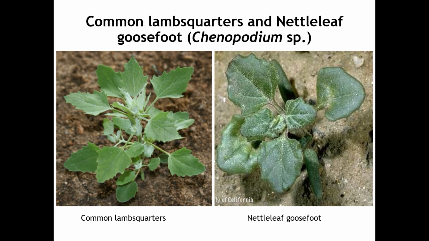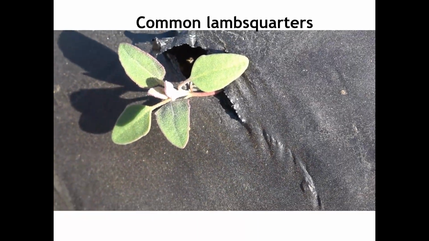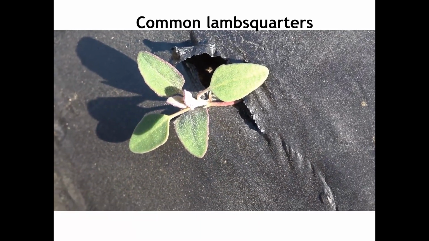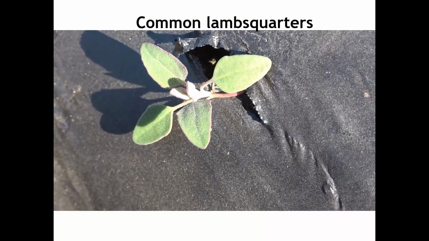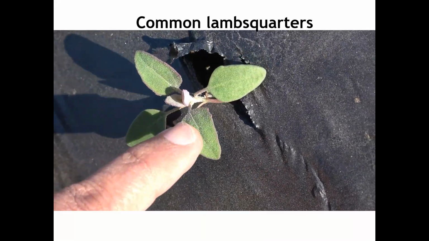You can confuse the two, but I will show you a video on how to identify the two species. So here is a video of common lamb squatters. Notice the reddish tinge on it at the edges, and you will see that reddish tinge also on the underside, and usually you see the silver-like dusting on the leaves.